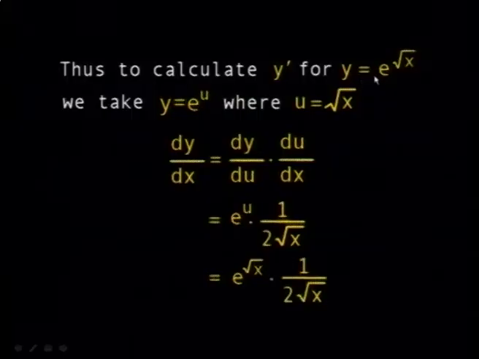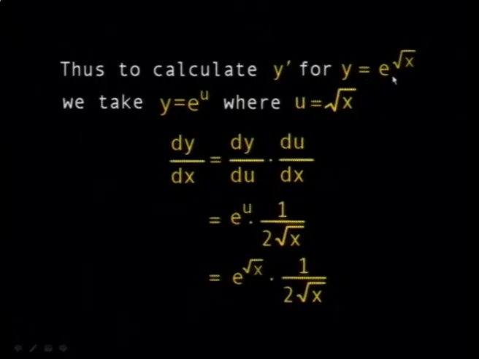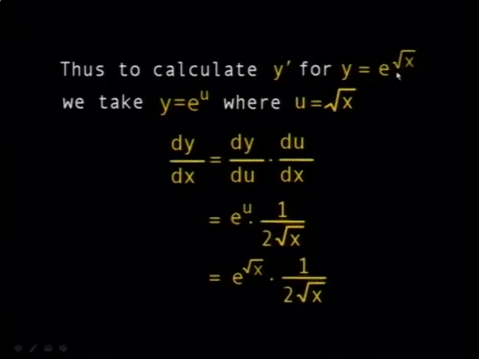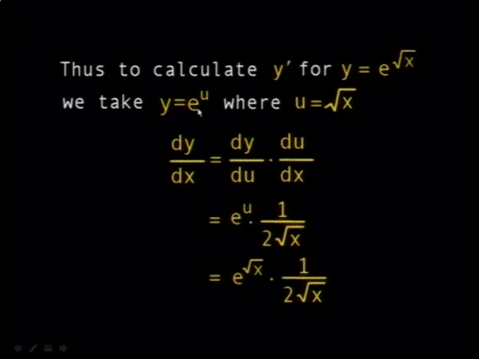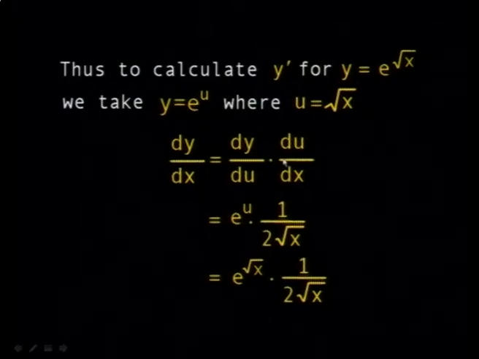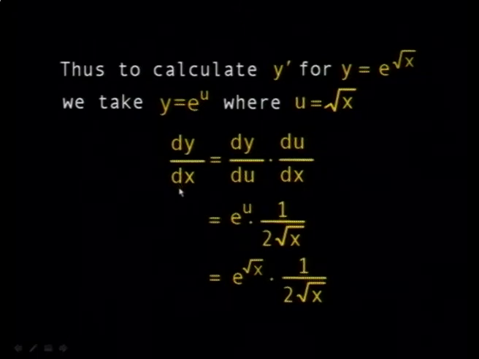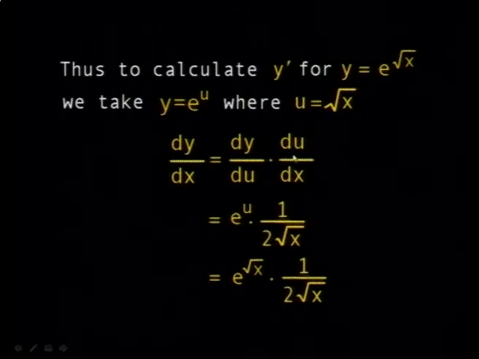For example, you have the following. y is equal to e to the power square root of x, and you want to differentiate this with respect to x. The easiest way is to have a dummy variable. u is equal to the square root of x, in which case y is equal to e to the power u. Then you use, as I said before, the notation of Leibniz: dy by dx is equal to dy by du times du by dx.